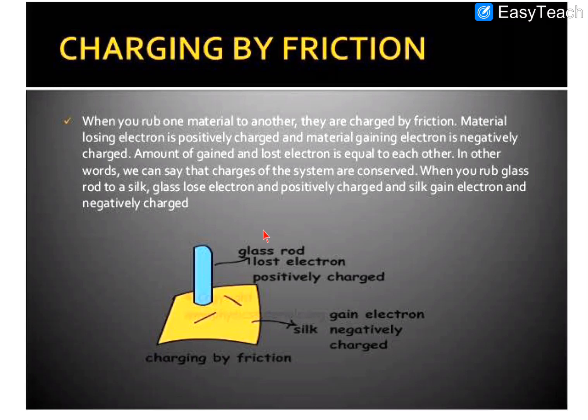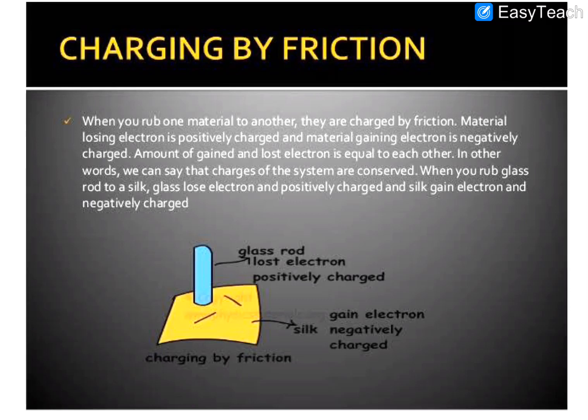Consider this diagram. You can see there are 2 materials. One is a silk cloth, which is yellow in color, and another is a glass rod, which is blue in color. Now initially both are neutral objects. That means silk cloth is neutral, glass rod is neutral. By saying neutral, it means if you consider silk cloth, it will have equal number of positive and negative charges. If you consider glass rod, it will have equal number of positive and negative charges. So both are neutral. Now your intention is to make these neutral objects into charged objects. So how is it possible?